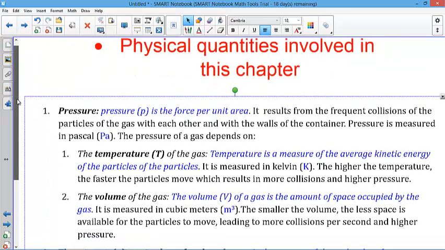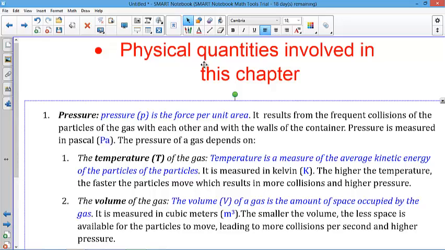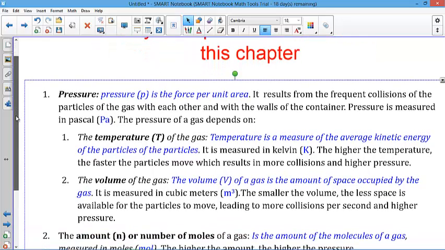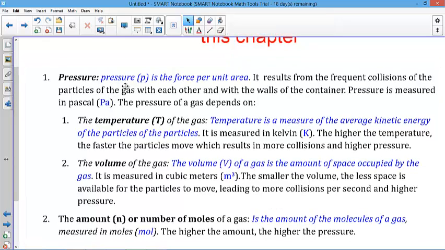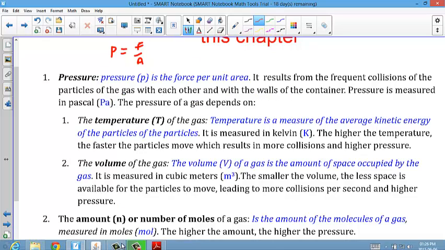Now let us talk about the physical quantities that we'll be working with in this chapter. The first one is pressure. Pressure is the force per unit area. In terms of an equation, P is equal to F over A, where P, or small letter p, is pressure, F is the force exerted, and A is the area where the force is acting. We have pressure because of the many frequent collisions of the particles of the gas with each other and with the walls of the container.